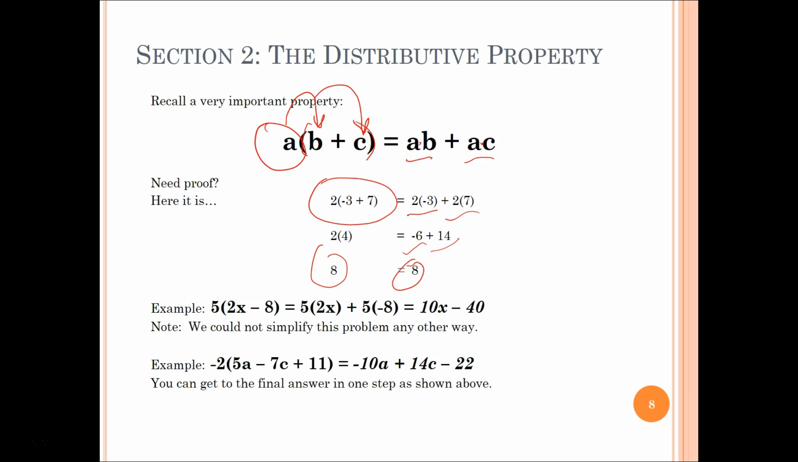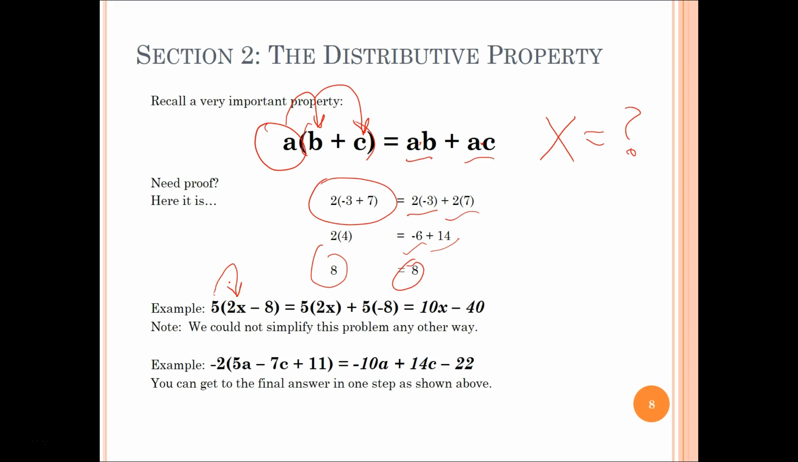And this also works for variables, because remember, your variable is just representing some unknown quantity. We don't know what it is until we're given a value for that variable, or for when we solve for it in equations, which we're going to be doing in the next video. So notice this problem right here. There's two ways to do this.